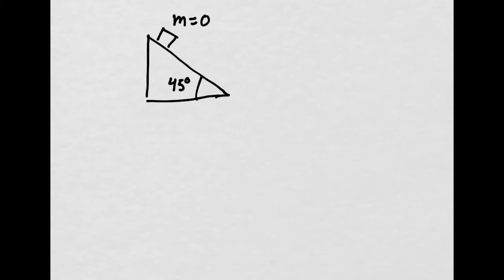So, in this problem, we have a block that is rolling down an inclined plane. The plane is angled at 45 degrees. And we have our block. It has a mass of 0.5 kilograms. And it's frictionless. And 2 meters long. So the hypotenuse of our triangle is 2 meters long.